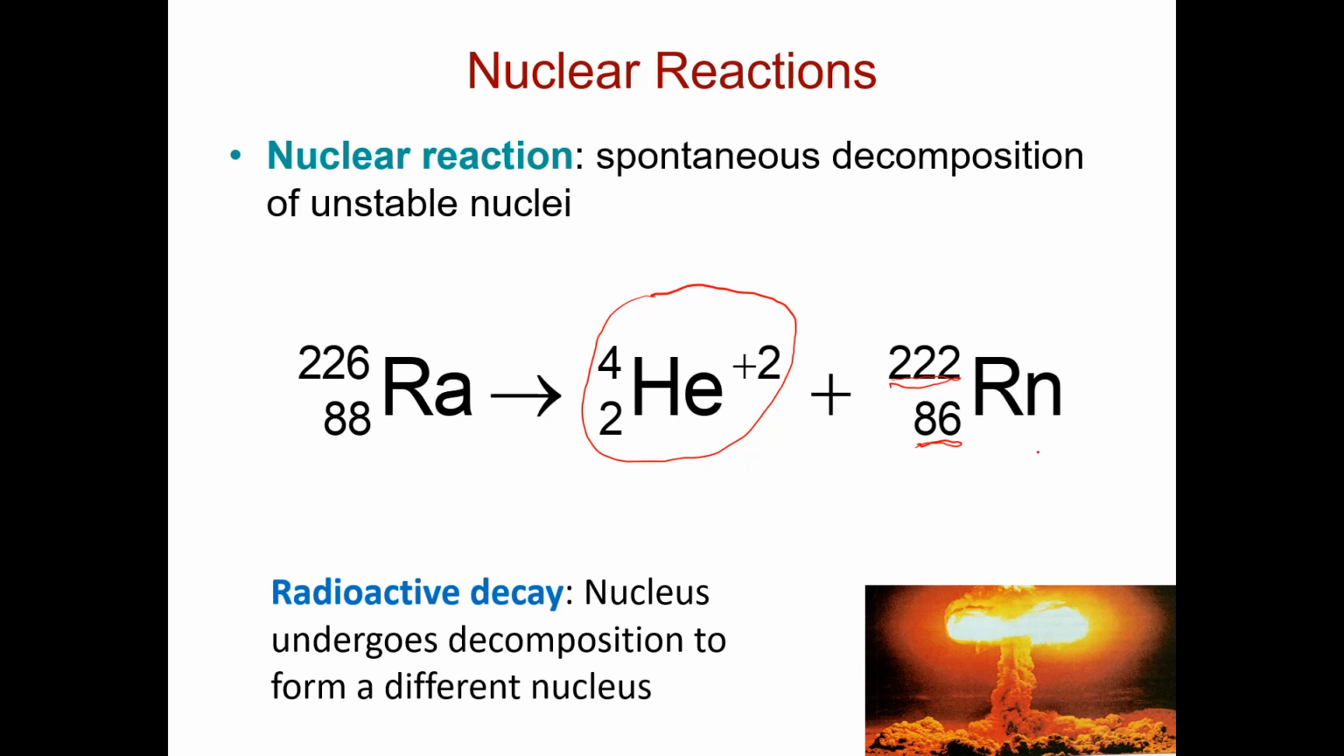When this happens, we say that we undergo radioactive decay. Radioactive decay is when a nucleus undergoes decomposition and it forms a different nucleus as a result of that. So we're going to look at some examples here of radioactive decay.